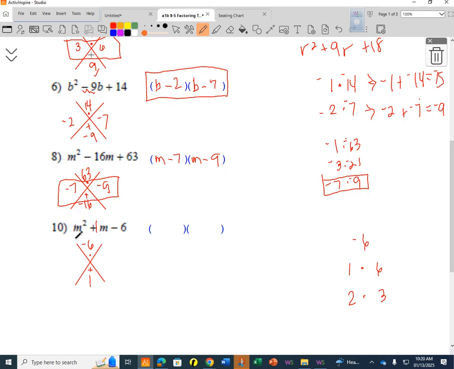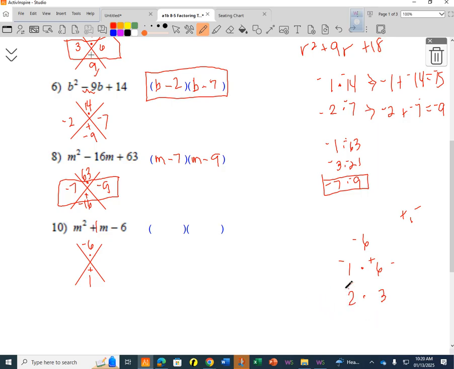So remember, the goal is to have one of these positive, one of these negative, and when we add them, it would equal a positive 1. So negative 1 and positive 6, that would be positive 5, right? That's not going to work. And if we did negative 6 and positive 1, that would be negative 5. We don't need 5. What we need is a positive 1. So there's a difference of 1 with 2 and 3.